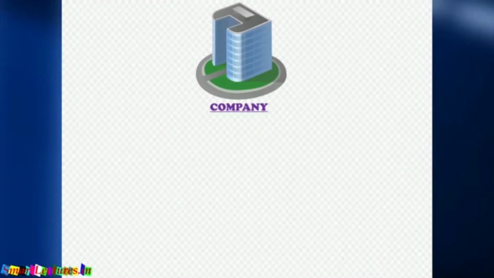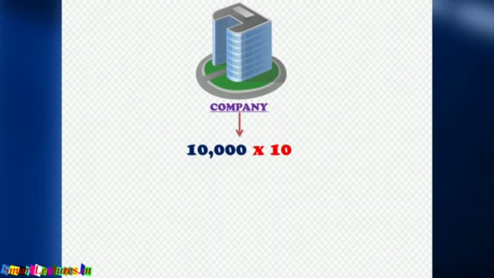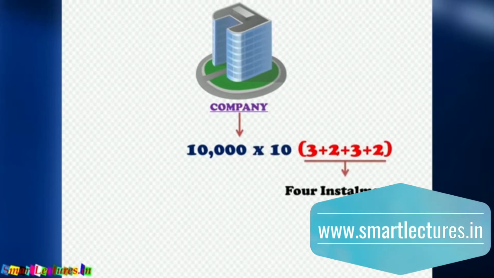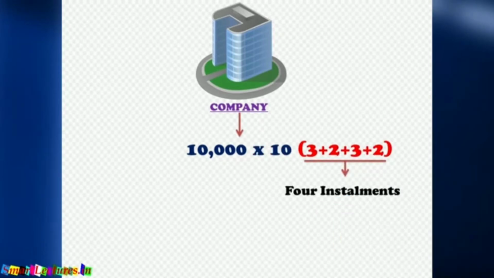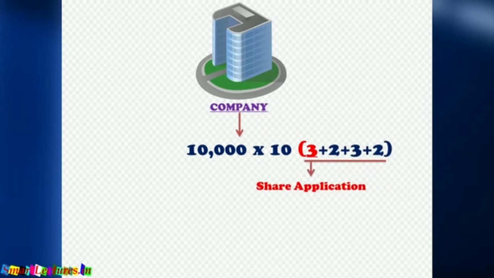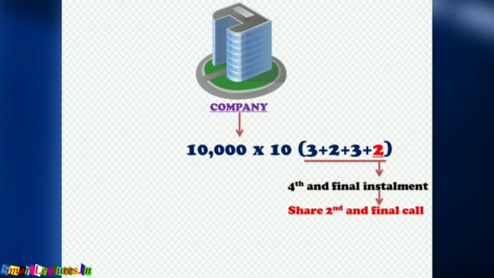Suppose a company issues 10,000 shares of rupees 10 each. The money was called in 4 installments, 3 plus 2 plus 3 plus 2. The first installment is called share application, the second installment is called share allotment, and the third installment is called share first call. And the fourth is the final installment, so the name of this installment will be share second and final call.